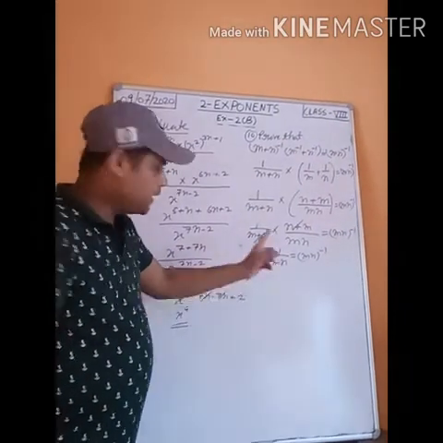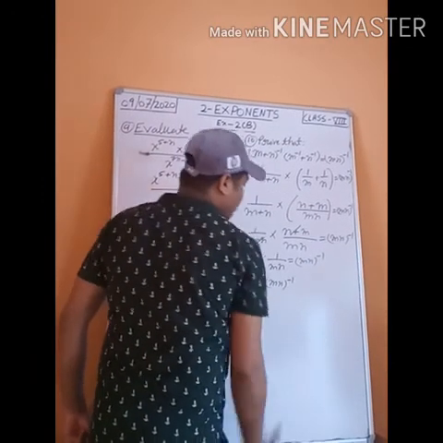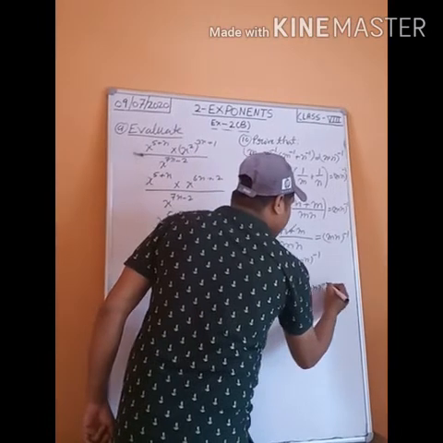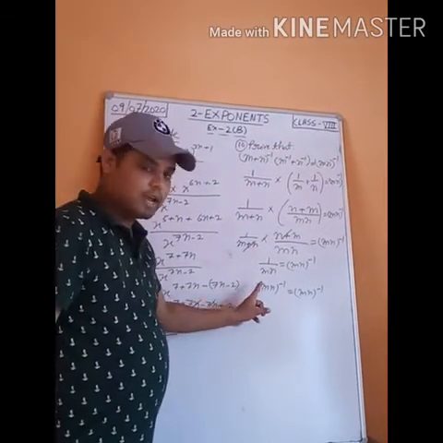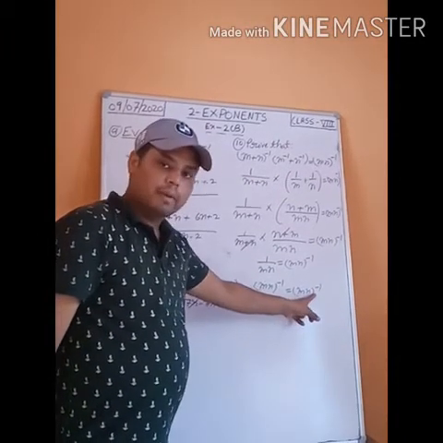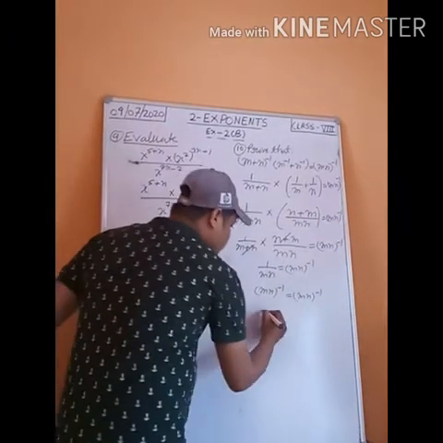Here is 1 upon mn. So we can write (mn) whole power minus 1 is equal to (mn) whole power minus 1. So for 1 upon mn we can write (mn) whole power minus 1, is equal, it is already (mn) whole power minus 1. Now both LHS and RHS equal, so true.